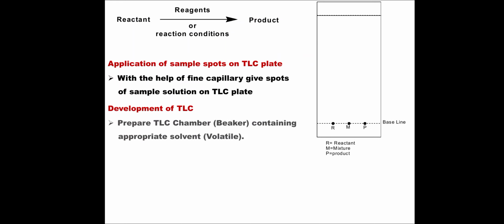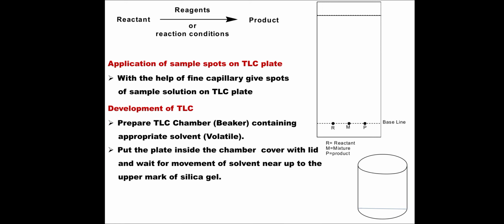Then after giving spots on the TLC plate you have to develop the TLC in a particular solvent. For that you take a beaker as a TLC chamber containing appropriate solvent which is supposed to be volatile in nature. So this is supposed to be the beaker. In that beaker you have taken the volatile solvent. Now you have to put the TLC plate inside the chamber and cover with a lid, and you have to wait for the movement of solvent up to the upper mark of silica gel. In our earlier picture you can see the upper mark of silica gel. So you have to wait till the solvent moves from the baseline to the upper mark of silica gel.